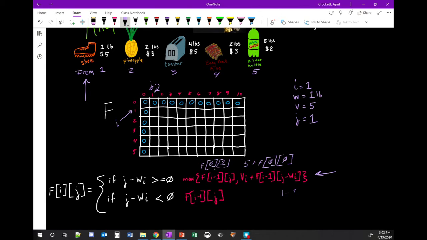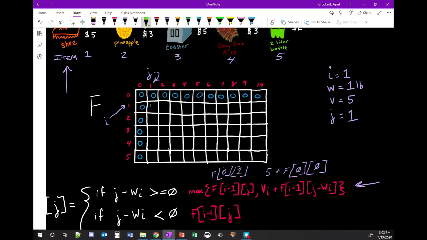So f of 0, 1 is 0. F of 0, 0 is 0, but 5 plus 0 is 5, so 5 is going to be the result. And that's what we're going to put, after all that work, in cell F sub 1 sub 1. So item 1 at capacity 1. And then this is repetitive, so we would increment J. J is now 2.